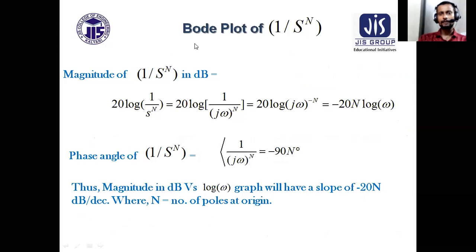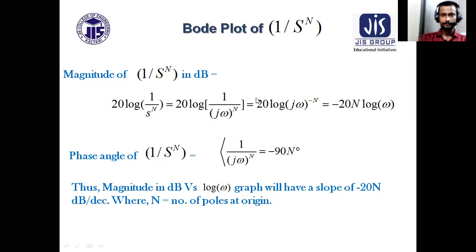Now let us try to get the Bode plot of the 1 by s to the power n term. Magnitude of 1 by s to the power n could be written as 20 log 1 by s to the power n. So 20 log 1 by s means what? j omega to the power n. So 20 log j omega whole to the power minus n. Now minus n could be taken out here: minus 20n log omega.